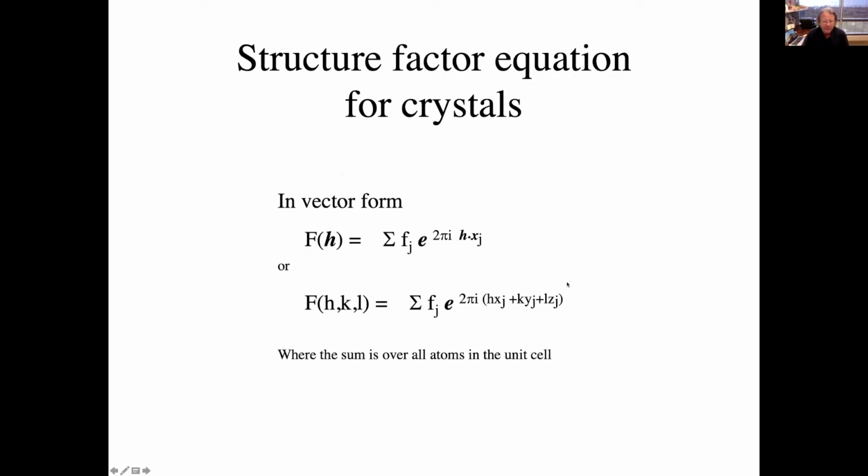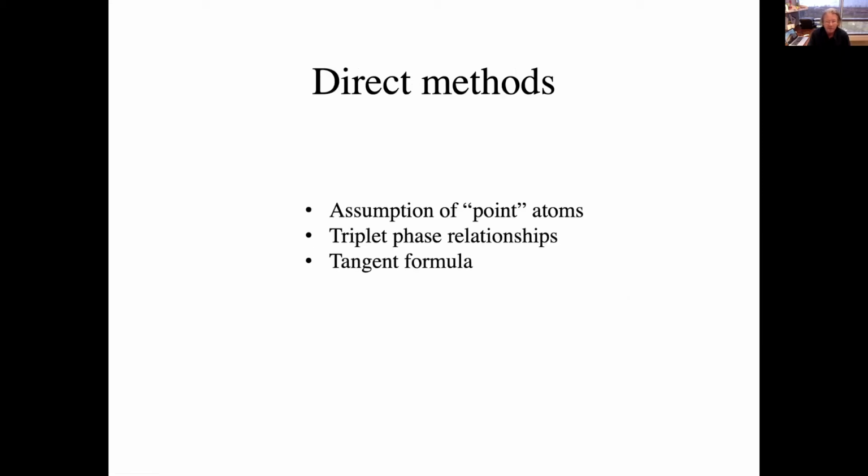Going the other way, you can get from the location of atoms, here described as x_j for the jth atom, dotted with h, e to the 2 pi i h dot x, times some term that represents the scattering strength of the atom, and that gives rise to this complex structure factor. And here it is in the expanded form, just showing the dot product written out as a series of components, and you sum over all the atoms in the unit cell.